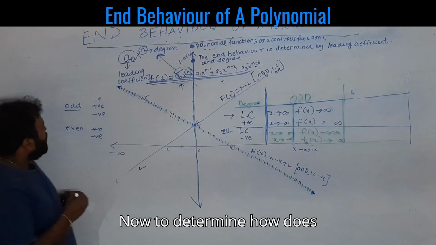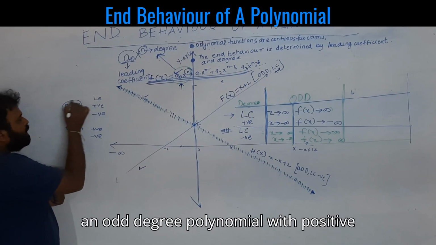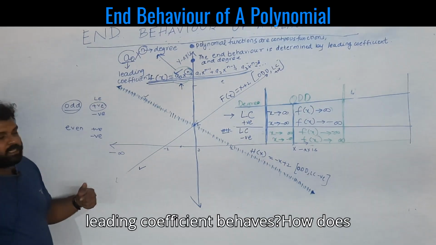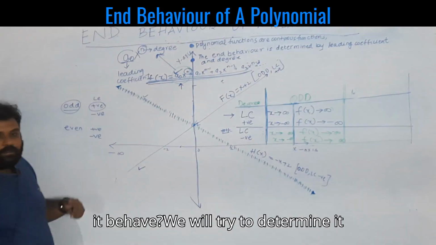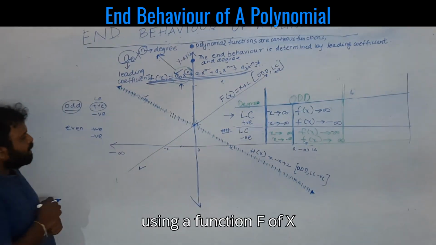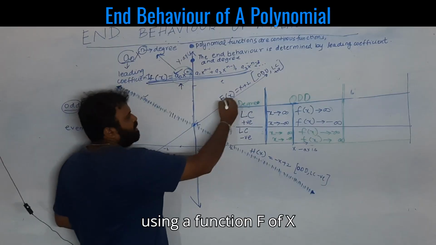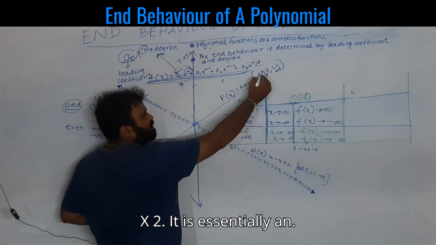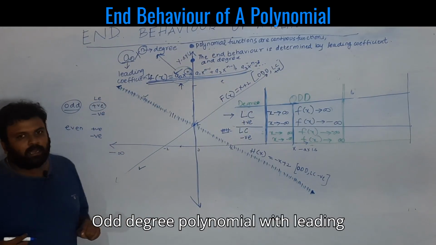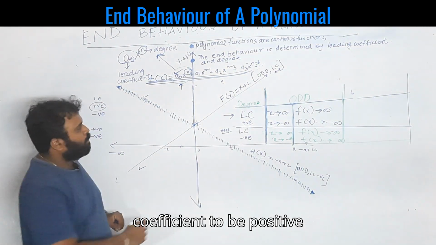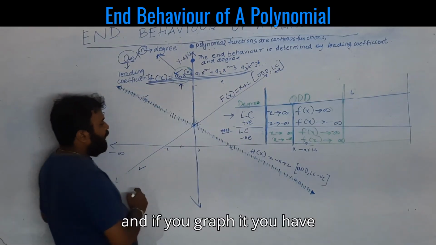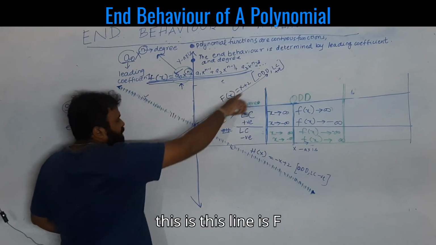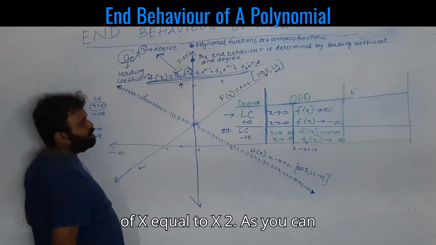Now, to determine how an odd degree polynomial with positive leading coefficient behaves, we will use the function f of x equal to x plus 2. It is essentially an odd degree polynomial with a positive leading coefficient, and if you graph it, you get this line, f of x equal to x plus 2.